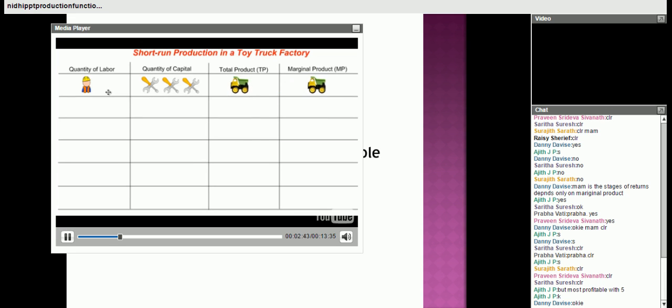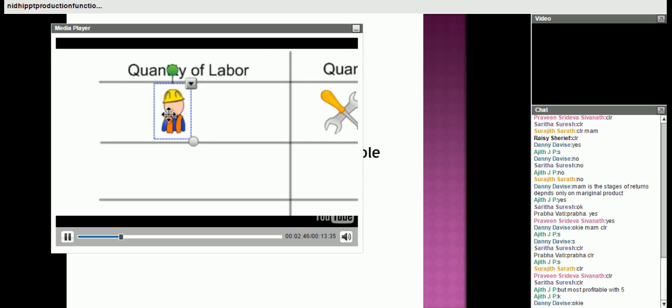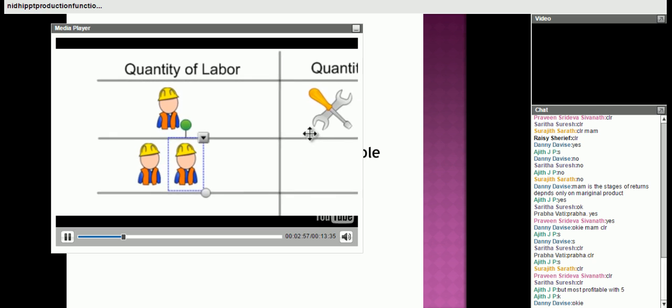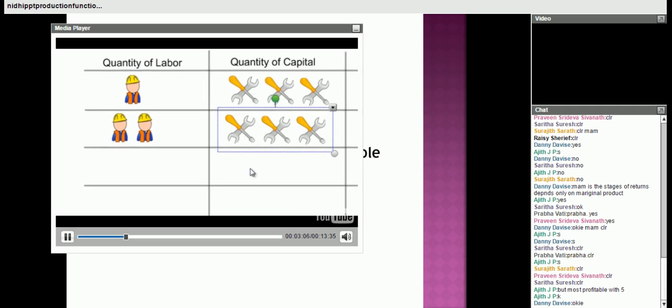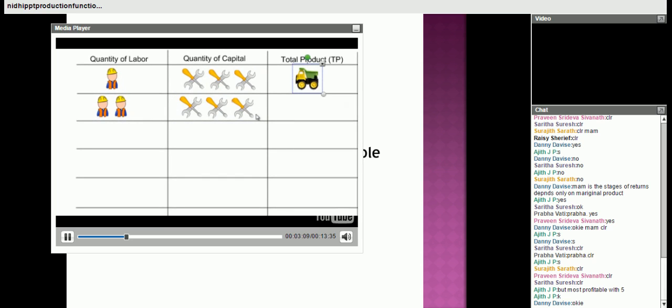Now let's go over to our quantity of labor column and see what happens when we add additional workers. Let's assume that the factory owner hires one additional worker. So now there are two workers employed in the production of toy trucks. However, since we are in the short run, the amount of capital available remains fixed at only three. We can assume that with a second worker added to the production process, the productivity or the efficiency with which the three sets of tools are used will increase, and the total product of the three workers will exceed the total product of one worker by two additional trucks.